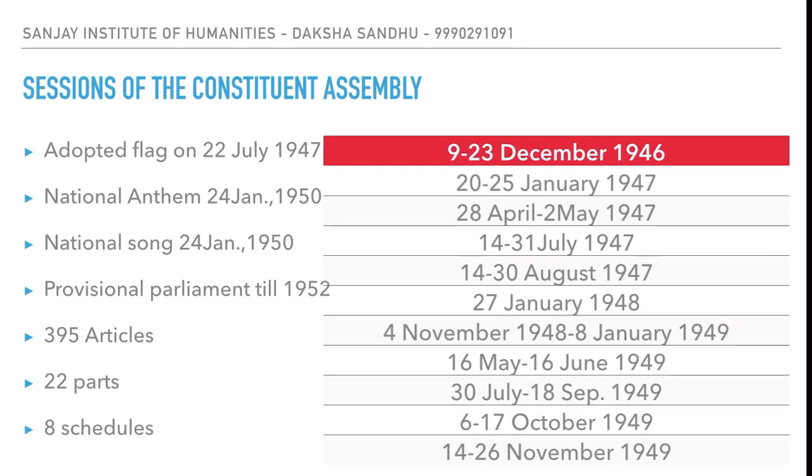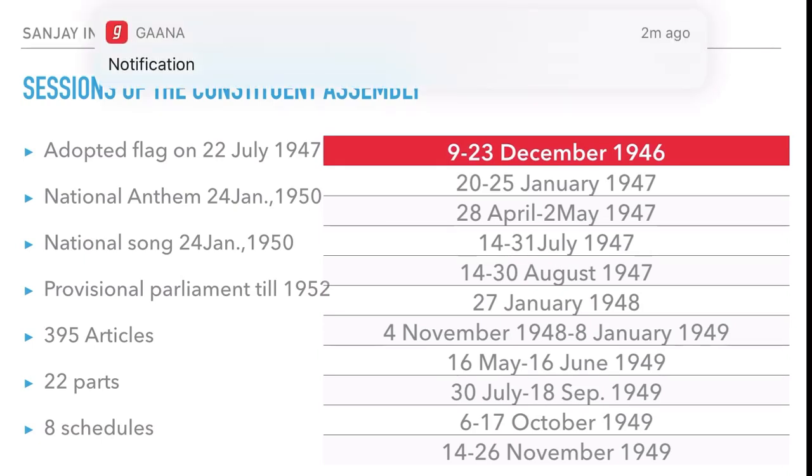315 articles and 8 schedules at that time, and the people of India were given 8 months to discuss the draft and propose amendments over it. The draft constitution was considered for 114 days. Yes, 114 days. The draft constitution took 114 days to be made.